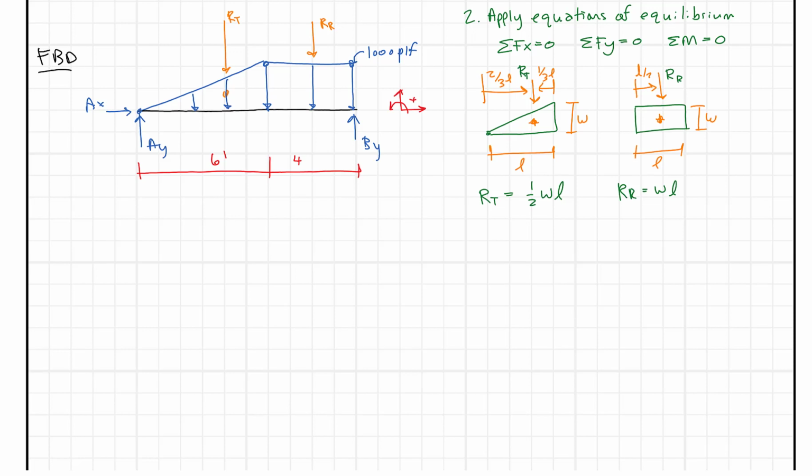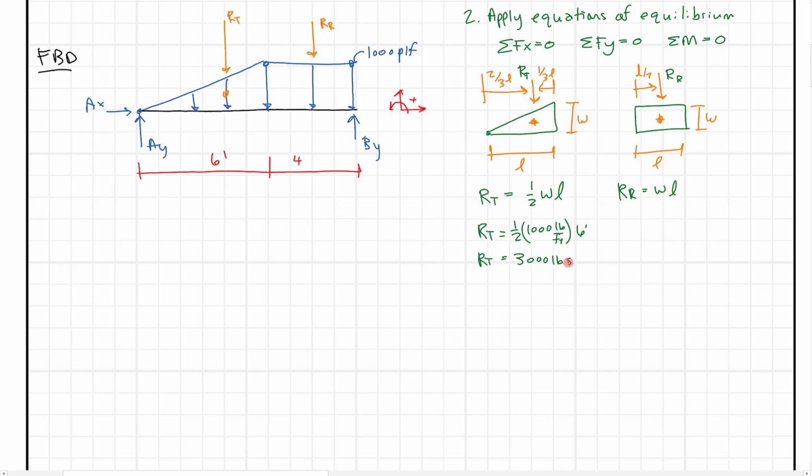Okay, we'll get there in a minute, but let's first solve for RT and RR. In this case, RT is just going to equal 1/2 W, and oftentimes W is used for these uniform loads. So W is going to be this uniform load. We're going to say that's 1,000 pounds per foot times the length of it, which is 6 feet. Okay, and when we do the math, half of 1,000 times 6 feet is going to be 3,000 pounds.